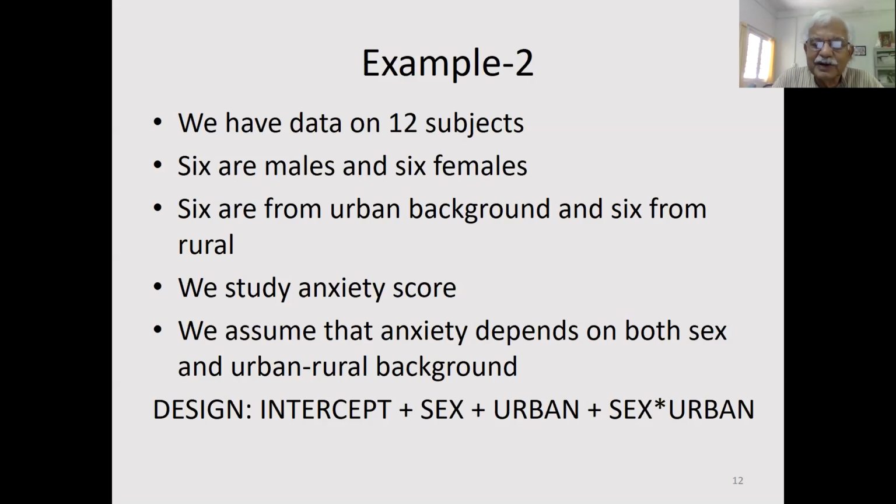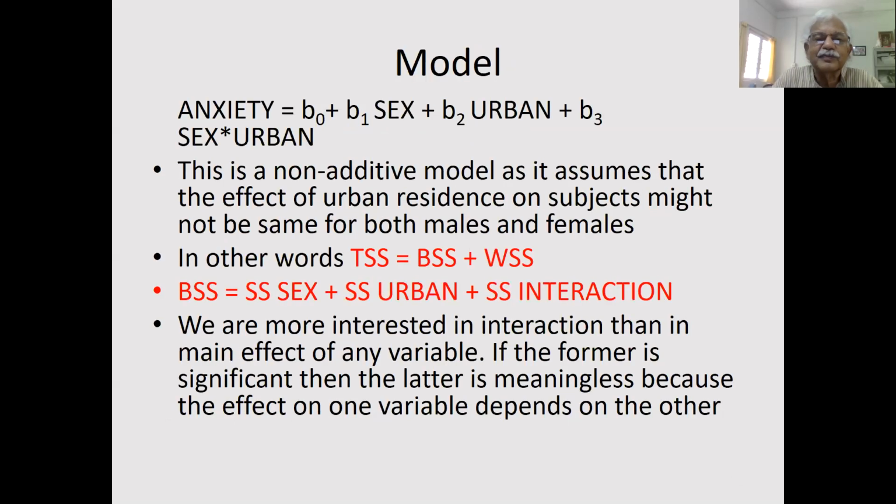Now the effect of urban would not be simply because of inclusion of the term urban, but also because of sex into urban. So urban into 1 plus sex. The model is this: anxiety equal to B0 plus B1 sex plus B2 urban plus B3 sex into urban. This is a non-additive model, as it assumes that the effect of urban residents on subjects might not be the same for both males and females.